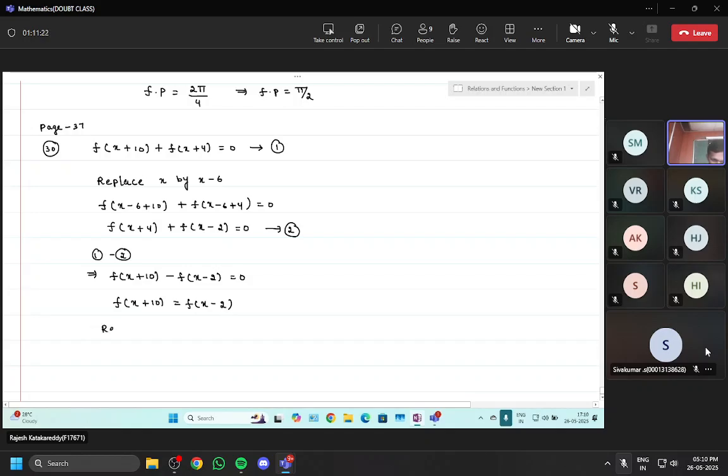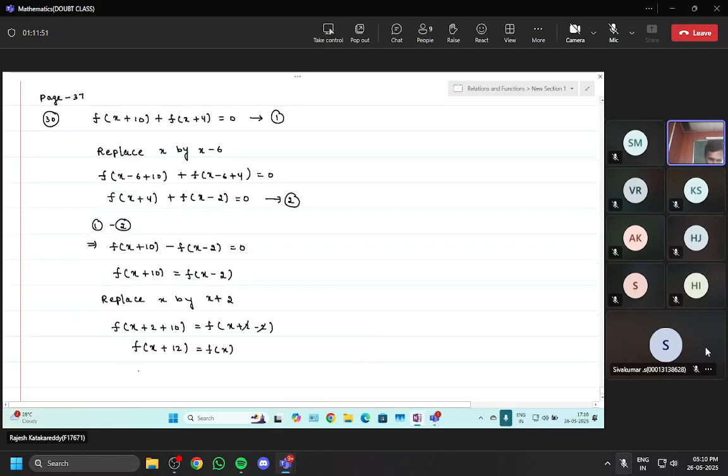So now I replace x by x plus 2. Now this will be f of x plus 2 plus 10 is equal to f of x plus 2 minus 2, both gone. We have f of x plus 12 is equal to f of x. Now I have a situation where f of x plus t is equal to f of x. That means it is a periodic function and the fundamental period is equal to 12. Any doubts in this?